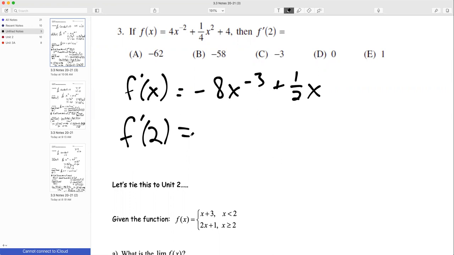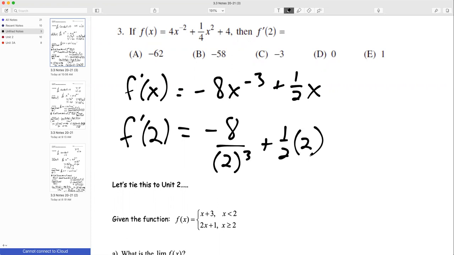I had such high hopes that you would remember what we did like 15 minutes ago. I'm going to put it on the bottom and make it positive. That's going to give me an x cubed on the bottom. So when I plug in 2, I'm going to have a 2 cubed plus 1/2 times 2. What's 2 cubed? 8. Negative 8 divided by 8 is negative 1, plus 1. Correct answer is D.